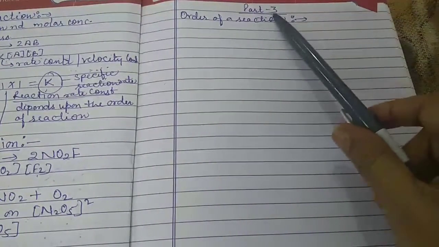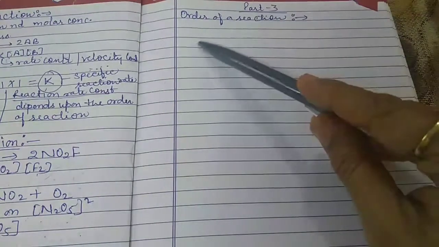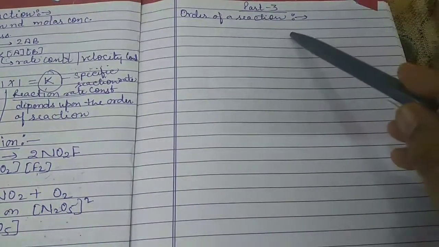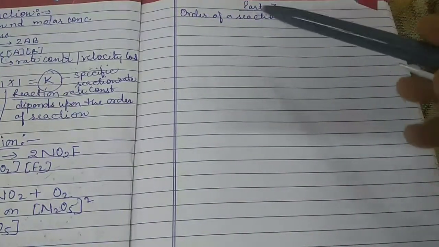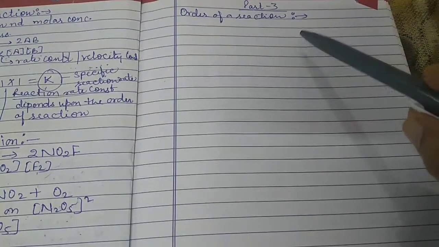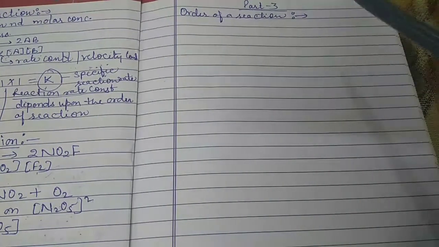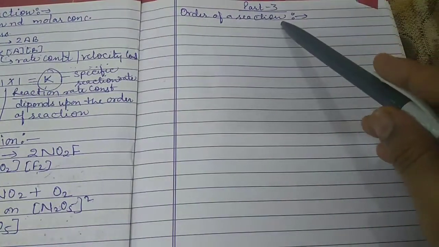Good morning everyone. Part 3 of the lesson on chemical kinetics is order of a reaction. Here we have to find the order of a reaction. The dependence of the reaction rate on concentration may be expressed in terms of the order of a reaction.